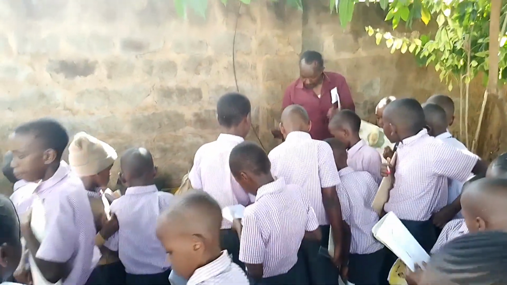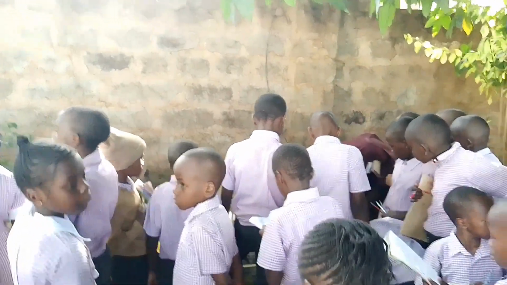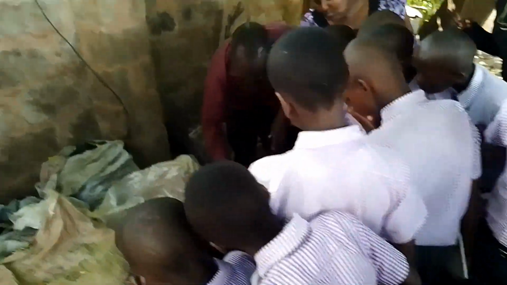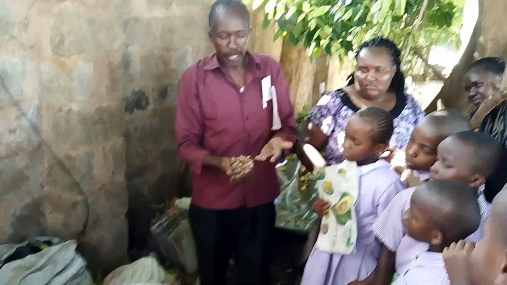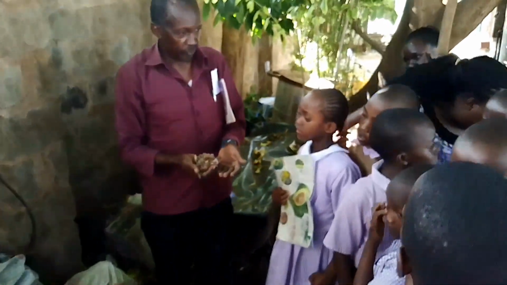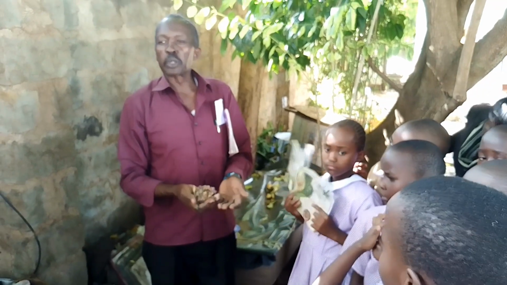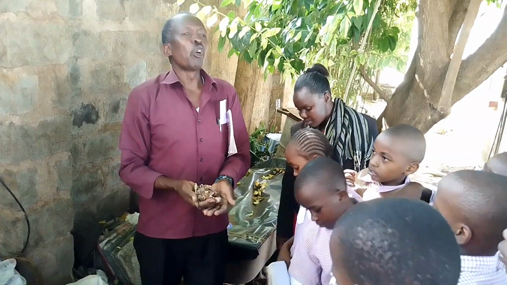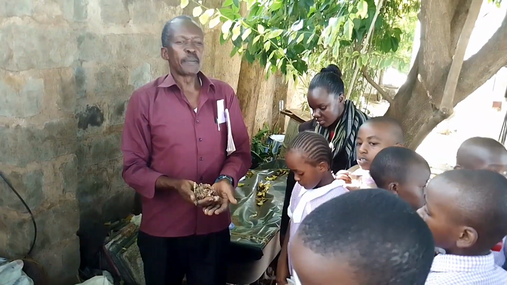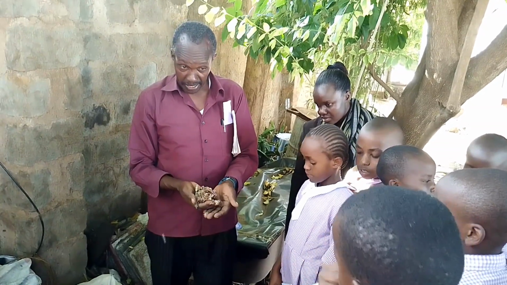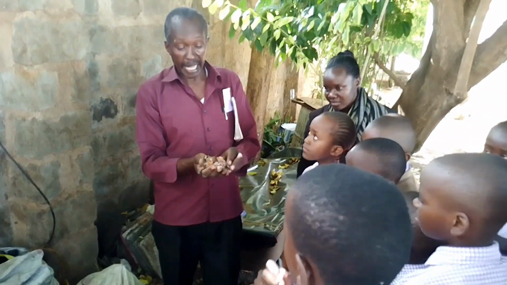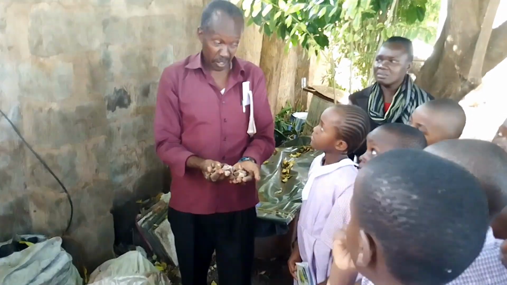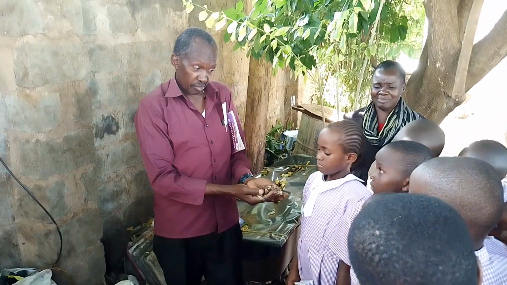Now, when you talk about our environment, remember I've said that we human beings damage our environment. One way is the waste we produce. We throw our waste all over, and it becomes very bad for our environment. Some of it smells when it's breaking down. Can you see this? This is waste that is smelling. It's smelling very badly, isn't it?